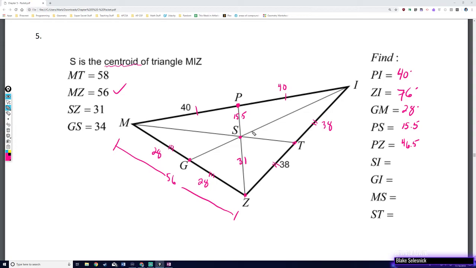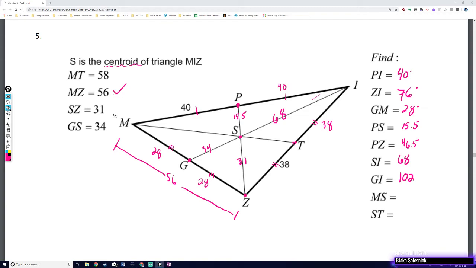SI. Okay, well, I don't have anything along this one yet, GS, SI, or GI, right? But I do know GS is 34. Wait, no, GS, sorry, is this one right here. GS is 34, so I know the small one in this case. If I double it to 68, that's the large one. So SI is 68. GI is the whole thing, so I'd add them up, making that 102. Okay, finally we have MS and ST.